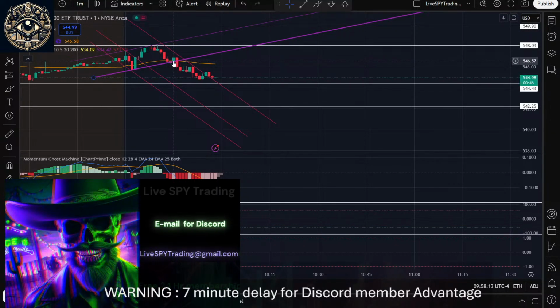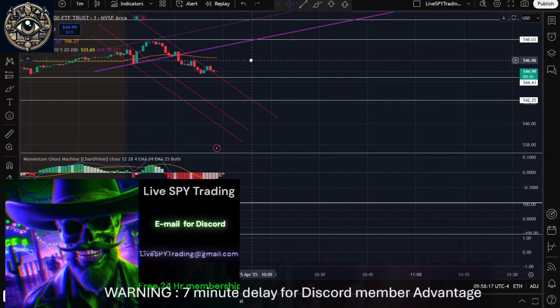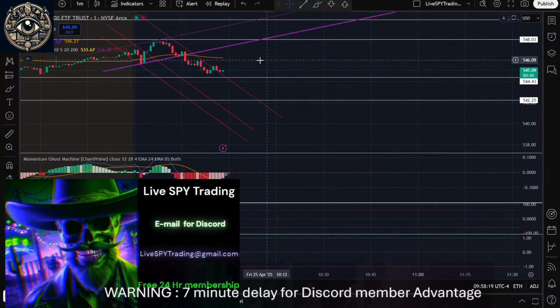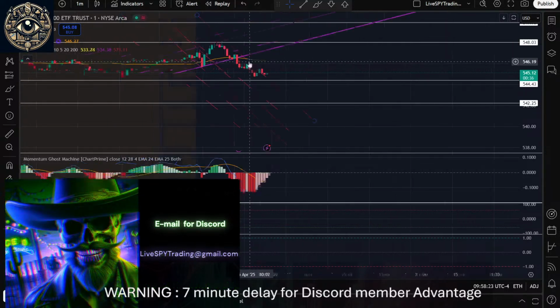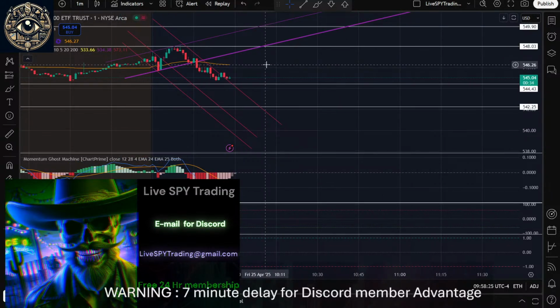Follow the strategy that we have as far as your stop loss, where your stop loss should be, and you'll be fine. Even on 50-50s, if you take 50-50s, you've got to put your stop tight on 50-50s.